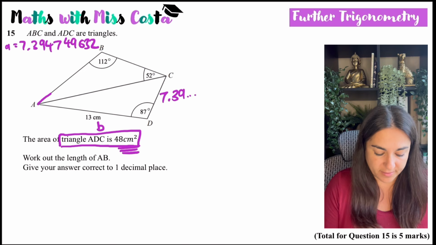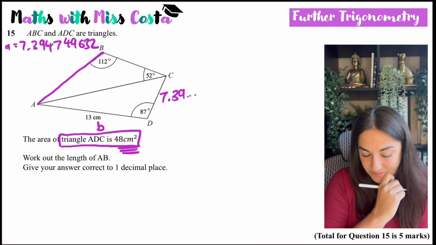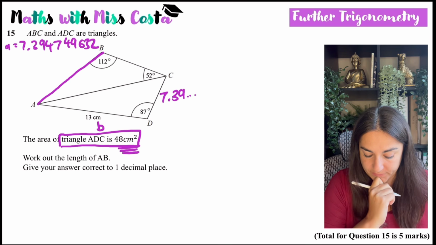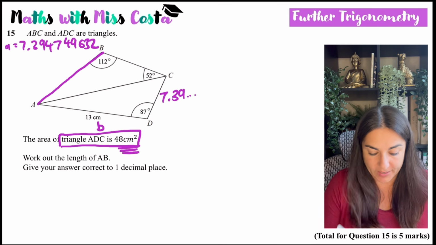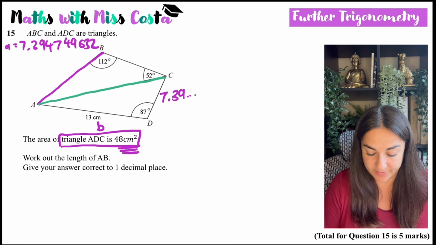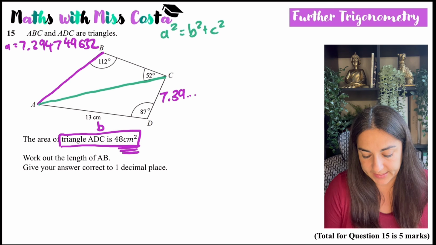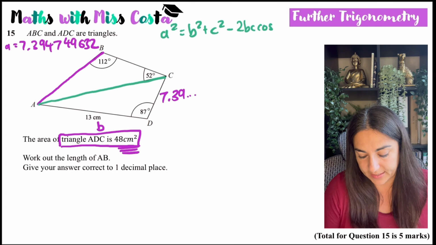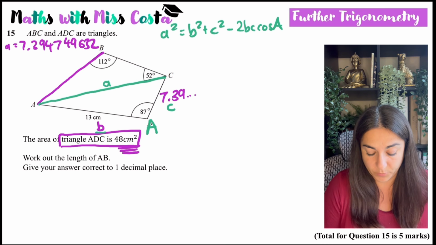I need to work out the length of AB. So I'm then going to look at this triangle here. So what could I do? Well, there's a few things that I could do to help me out. First, I'm probably going to want to work out what this length here is. So AC, I could use the cosine rule, which is a squared equals b squared plus c squared minus 2bc cos A. So this would be my b side, my c side, and I would label this as A. So that would be my little side a.